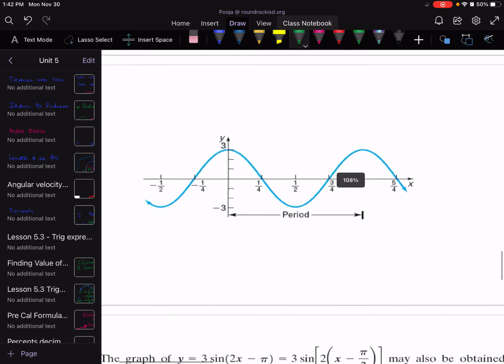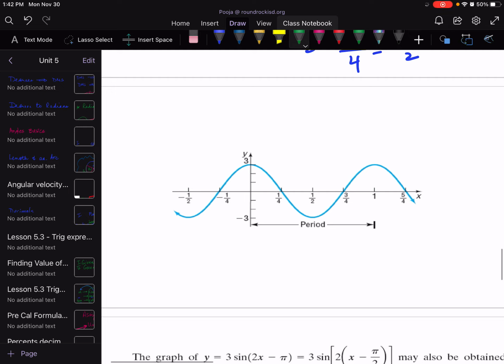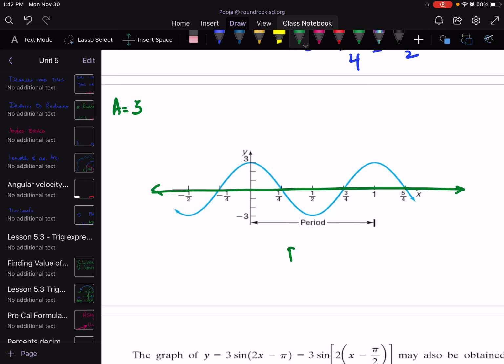Well, next example, can I put together an equation for this? I'm like, yeah, amplitude. Is this still wrapped around the x-axis? Yep, it's still wrapped around the x-axis. So 3 up and 3 down. Okay, P, what is the period here? 1. Okay, period is 1, so B is 2 pi over 1, which is 2 pi.